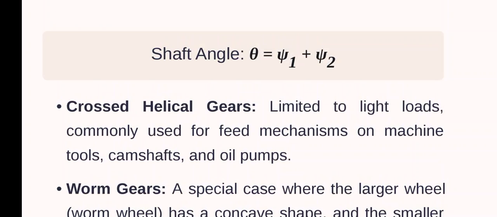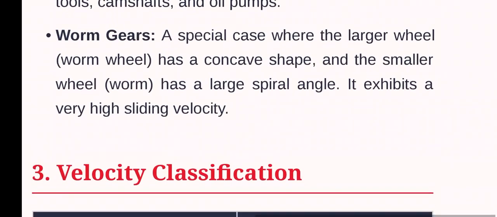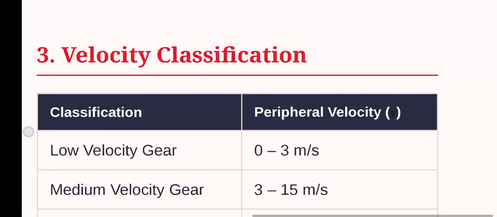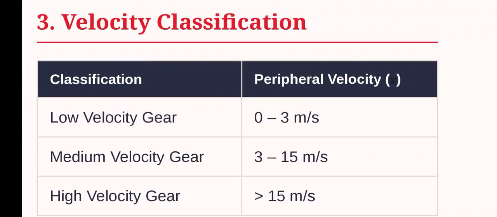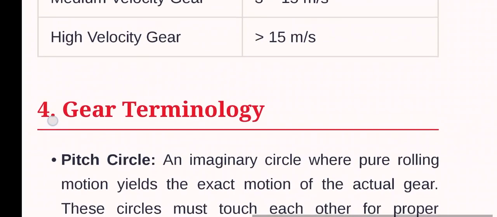Worm gears, a special case where the larger wheel, the worm wheel, has a concave shape and the smaller wheel, the worm, has a large spiral angle. It exhibits a very high sliding velocity. Velocity classification. Low velocity gear, 0 to 3 meters per second peripheral velocity. Medium velocity gears, 3 to 15 meters per second. High velocity gear, greater than 15 meters per second.